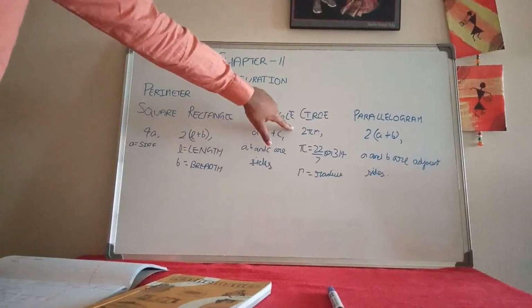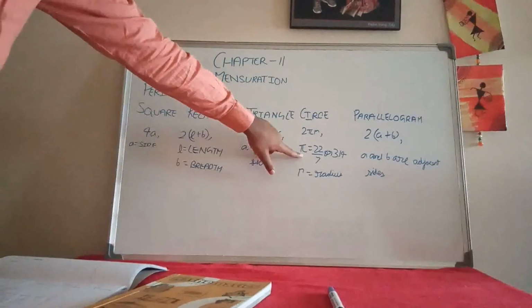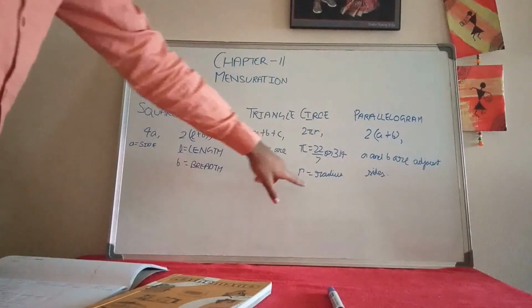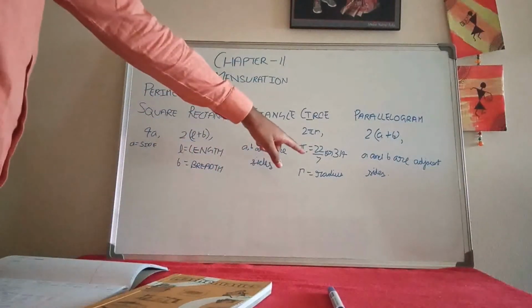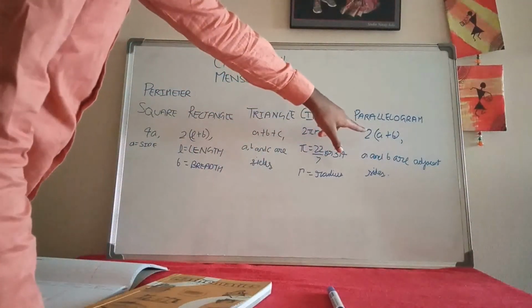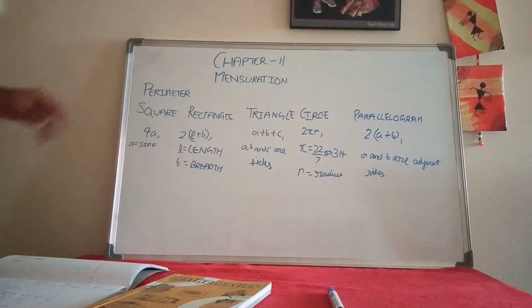Then circle is 2 pi r. You multiply 2 with pi. The value for pi is 22 by 7 or 3.14, and r is radius. So it is 2 into 22 by 7 into radius. And parallelogram is 2 into a plus b, where a and b are adjacent sides. So these are the formulas.